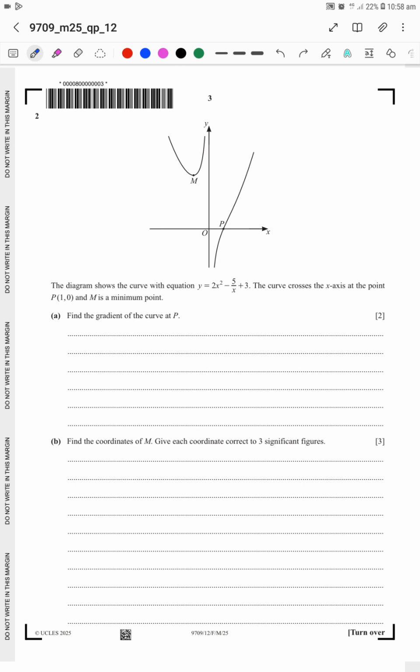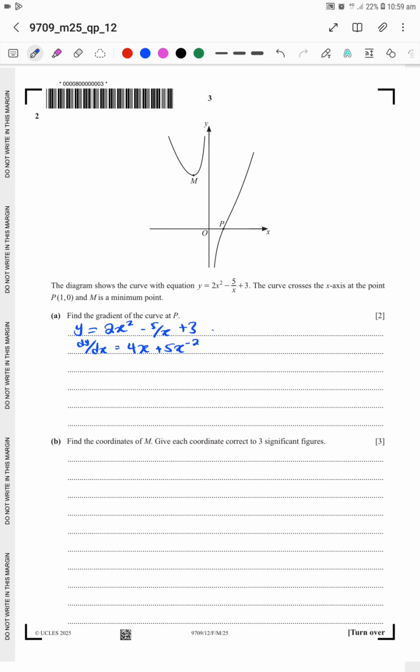So the first part of the question says that we should find the gradient of the curve at P. The gradient of any curve at any point is the derivative of the curve at that point. So let's write down the equation and then find the derivative. We have y is equal to 2x squared minus 5 over x plus 3, and the derivative, dy over dx, will be equal to 4x plus 5x to the power negative 2.